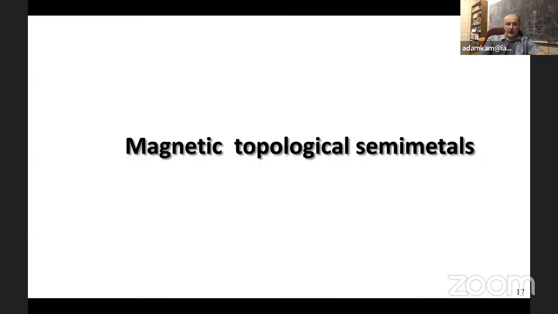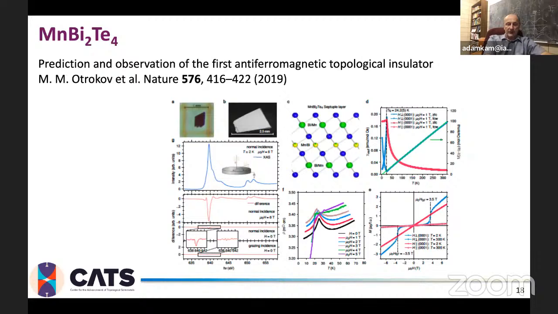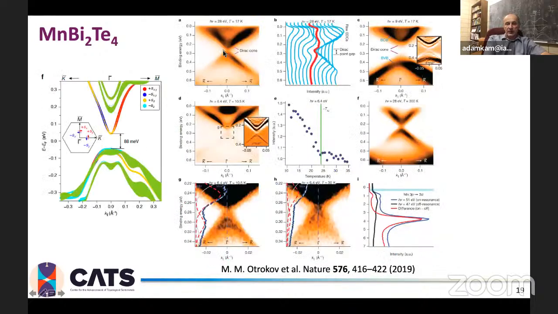Let me now move to the magnetic topological semimetals. I think one of the first discoveries of such a material was magnesium bismuth telluride, and this compound was a subject of very intense studies over the last couple of years. The first discovery was done by a Russian group in 2019, and this material was suspected to be an axion insulator, which means that the Dirac cone was gapped as a function of temperature when the magnetic order is established.